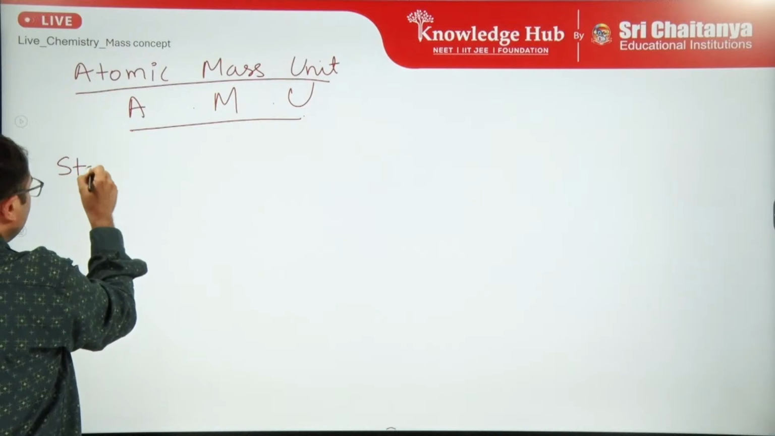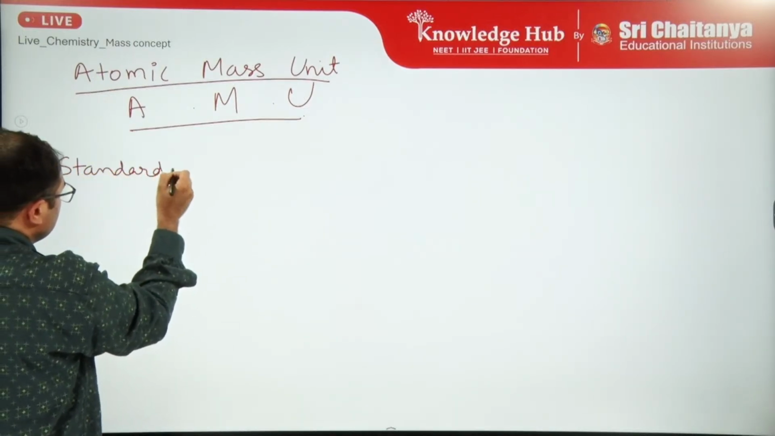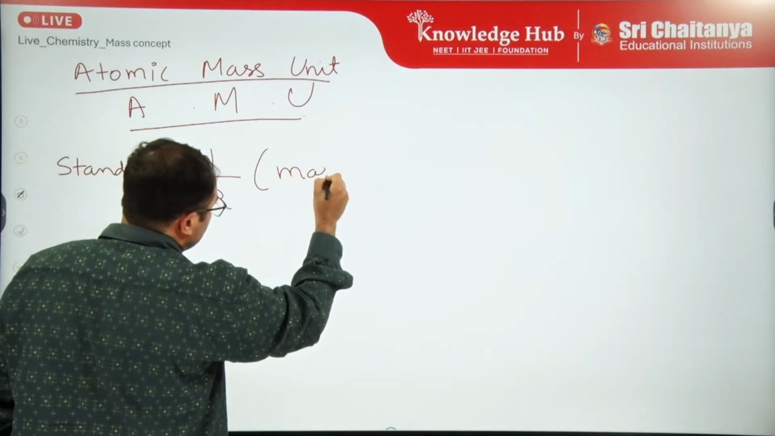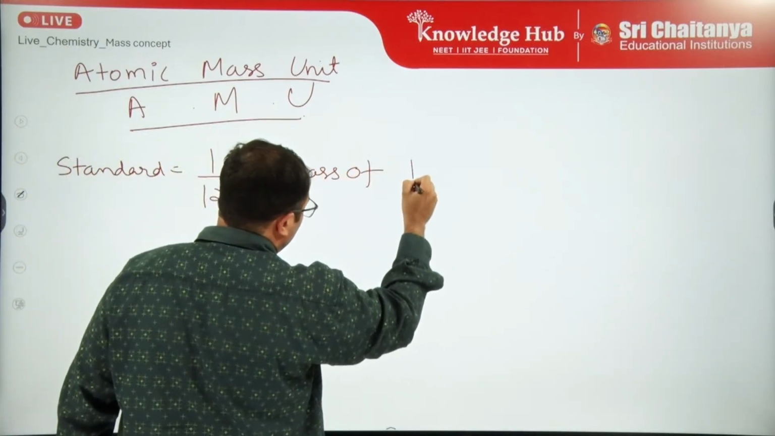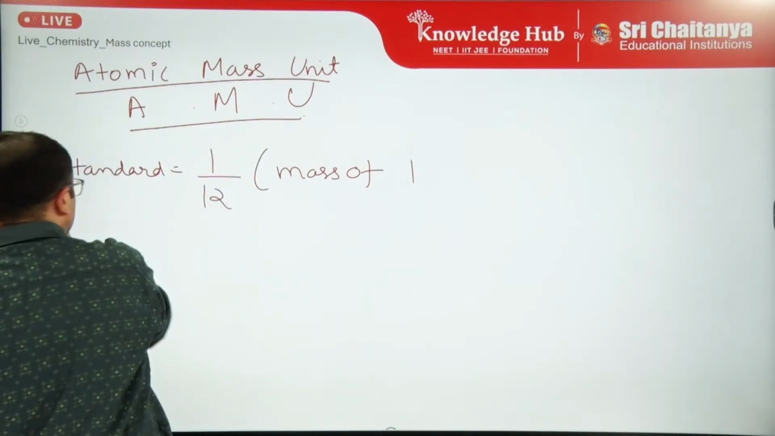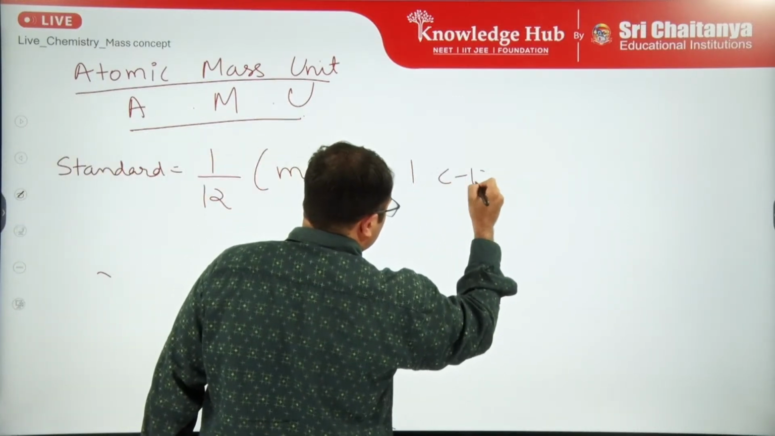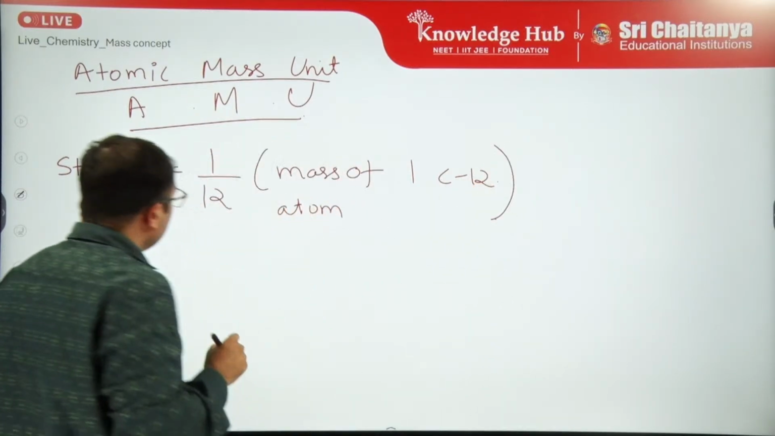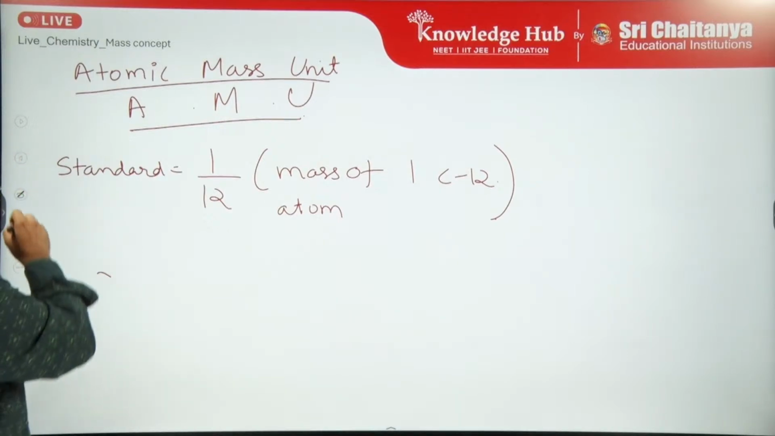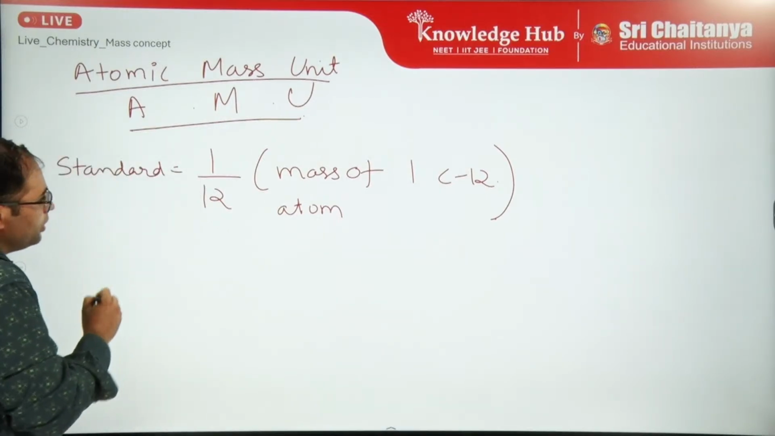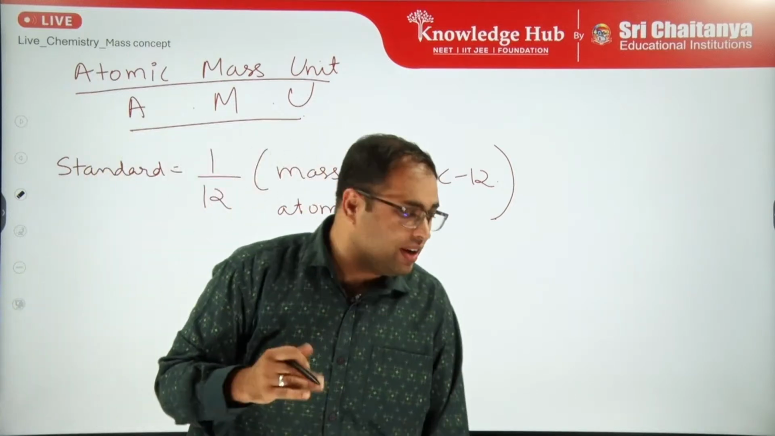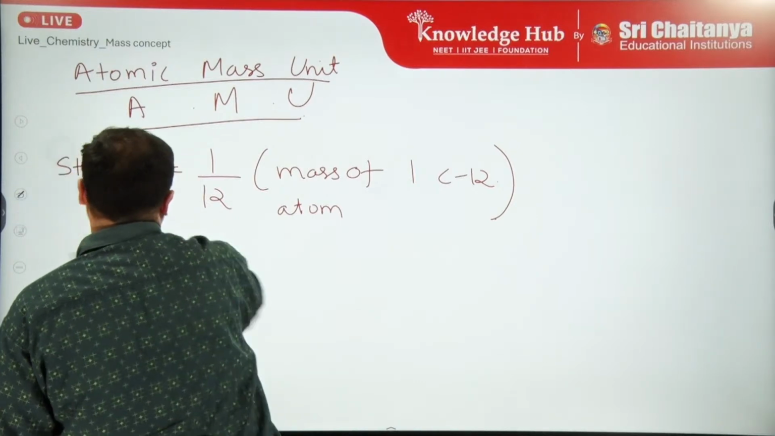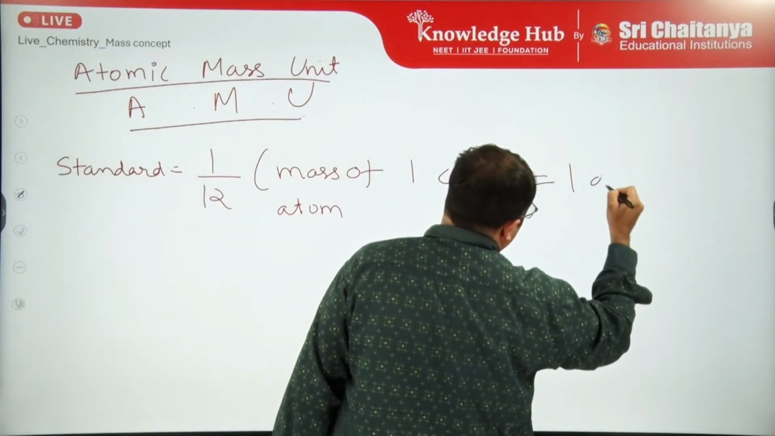So what is the standard here? It is 1/12 the mass of one carbon 12 atom. Simply meaning that if I calculate the 1/12 the mass of carbon 12, whatever value I will get, that will be equals to 1 AMU.